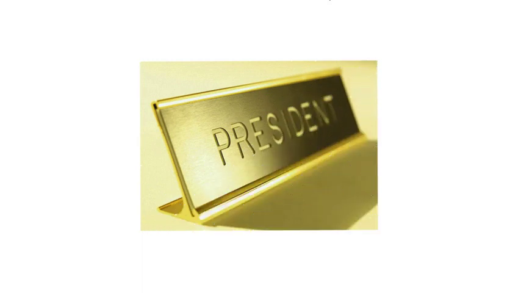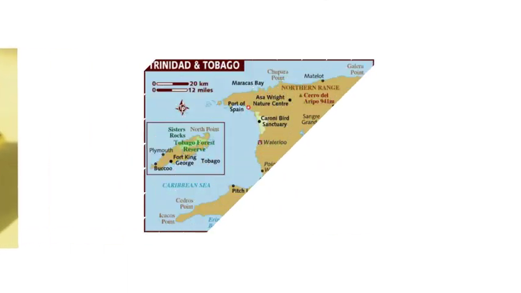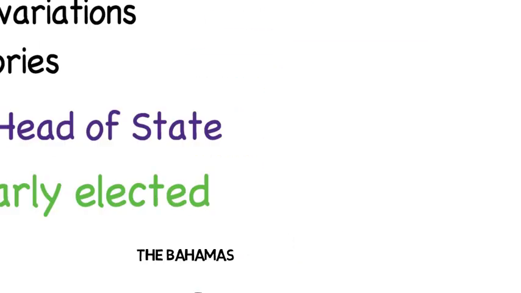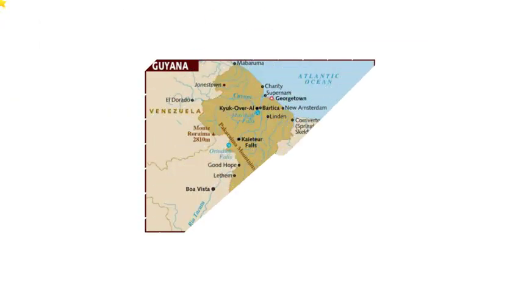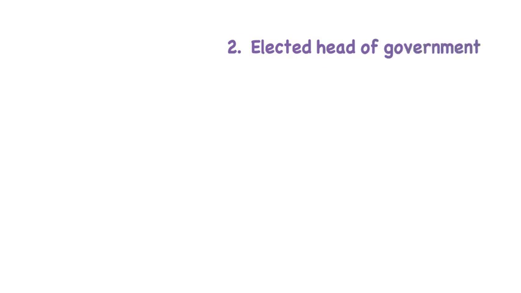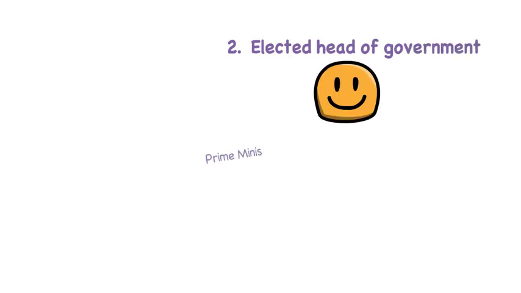In other Commonwealth states, the head of state is a president. In the case of Dominica and Trinidad and Tobago, the president is a ceremonial and nominated position. In Guyana, the president is popularly elected and holds executive power. He or she is the leader of the government. 2. There is an elected head of government. This officer may be known as Prime Minister, Chancellor, Chief Minister, or First Minister, depending on the territory.